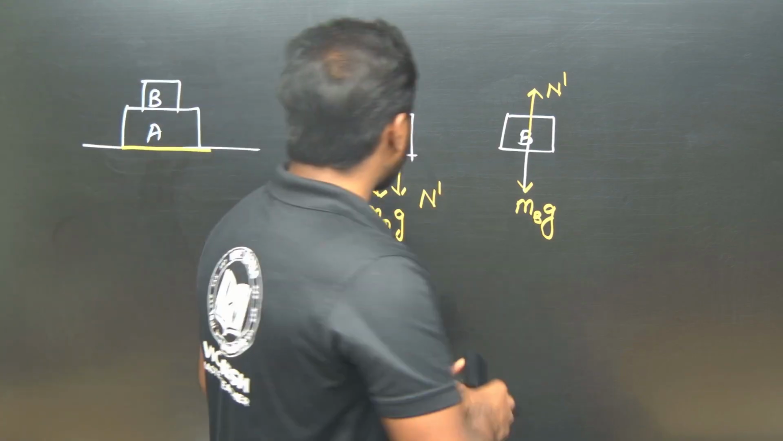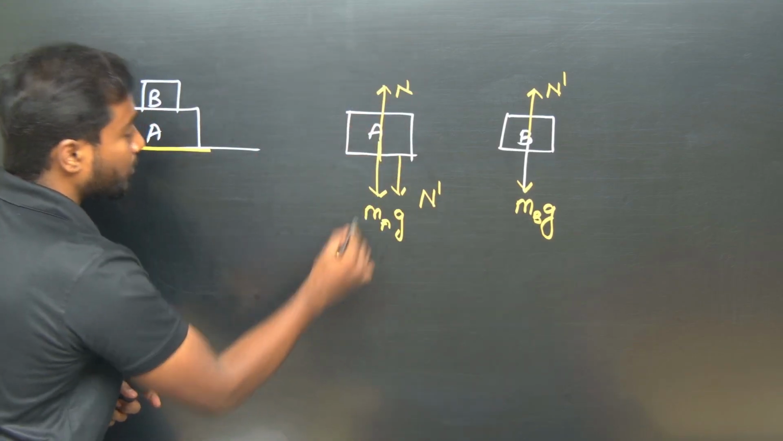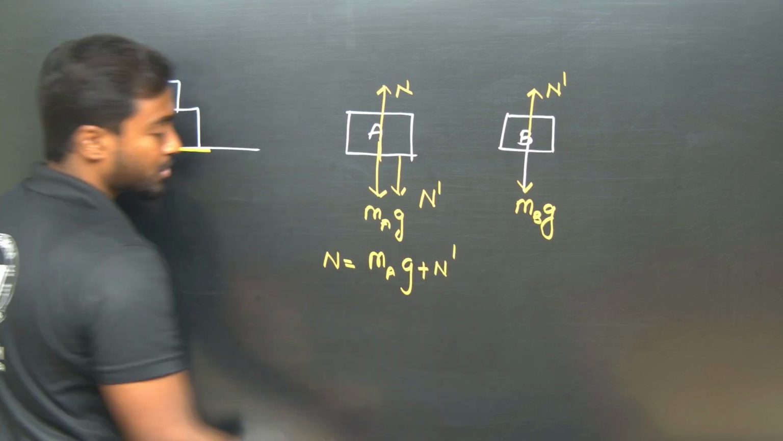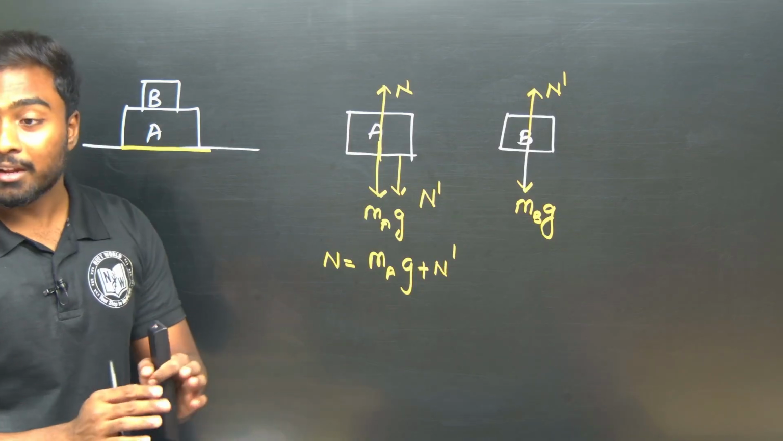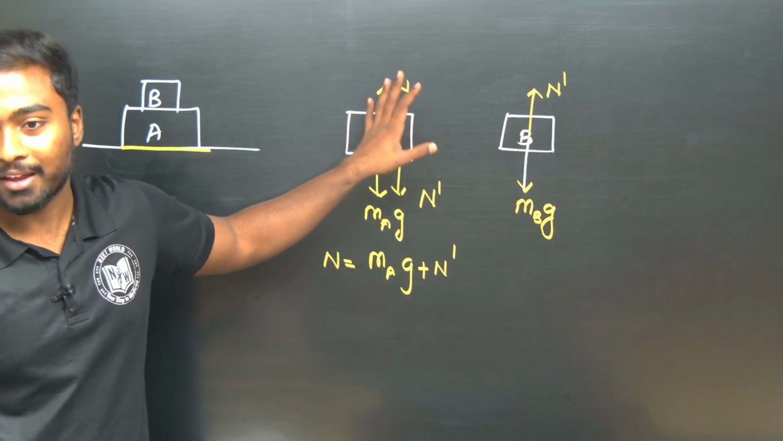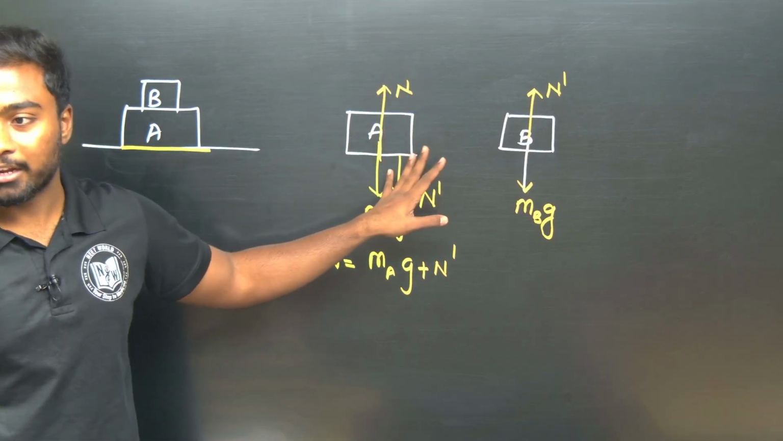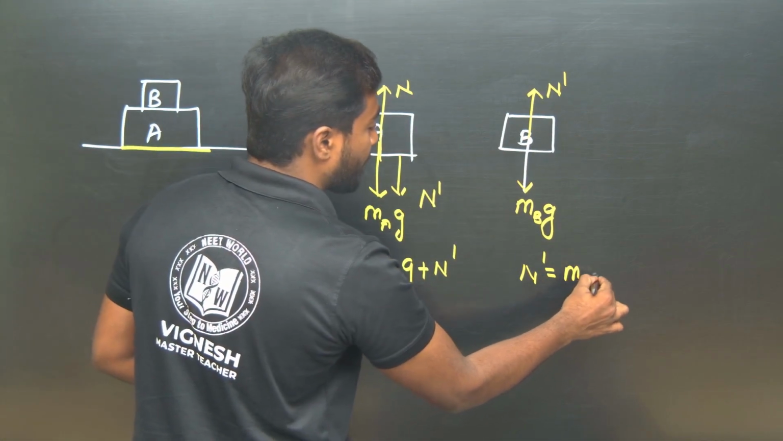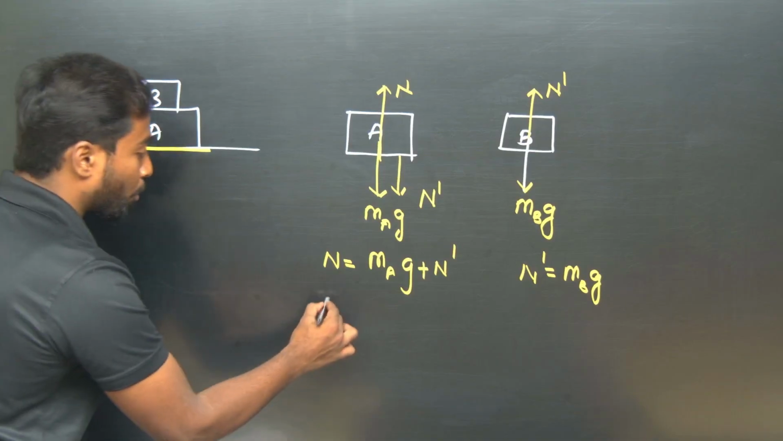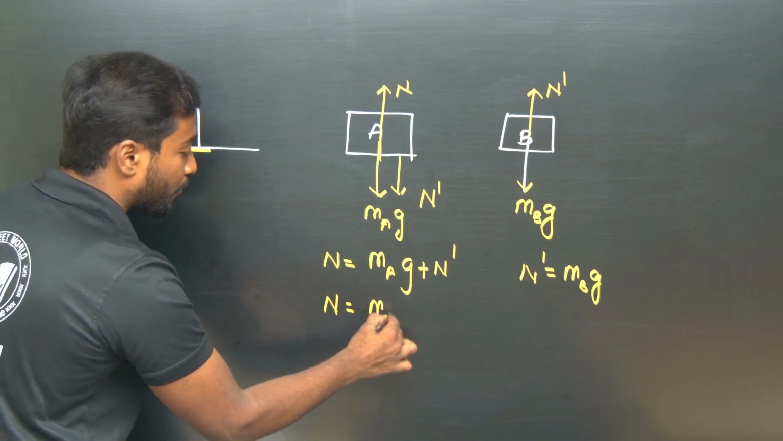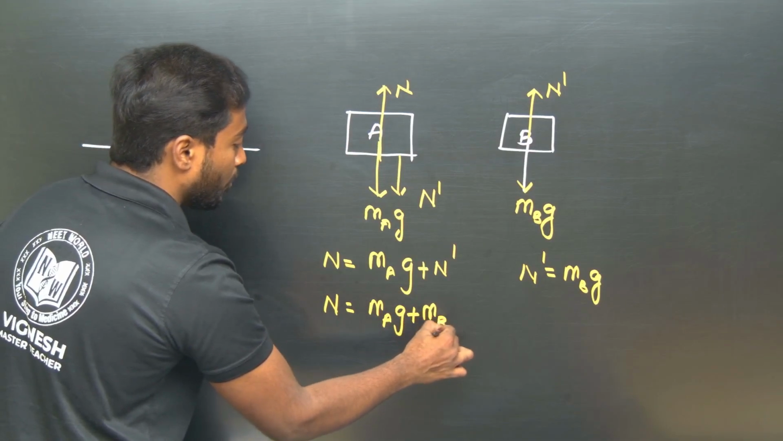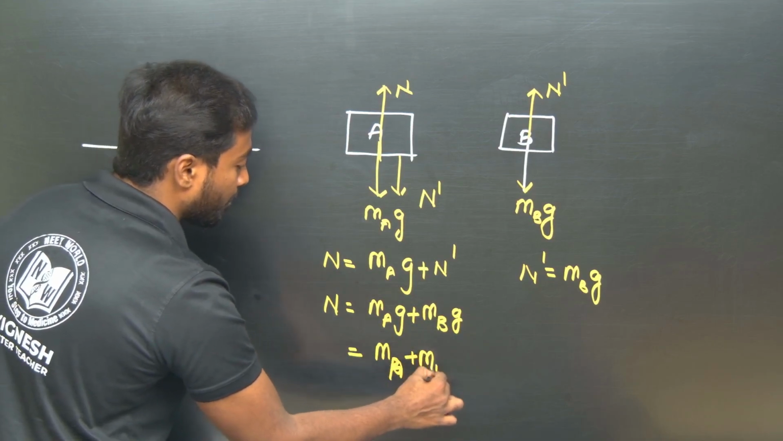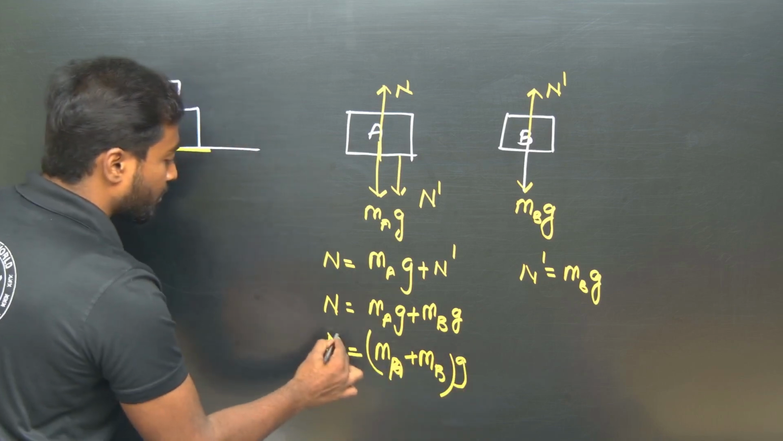Okay, so can I write like this, the normal force N is equal to MAG plus N dash, when the object is in equilibrium, like it is at rest now, nothing else acting over there. So in this condition, N dash will be equal to mass of B into gravity. So the total normal force will be equal to mass of A into gravity plus mass of B into gravity, which is nothing but (MA plus MB) times G. This is my normal reaction.